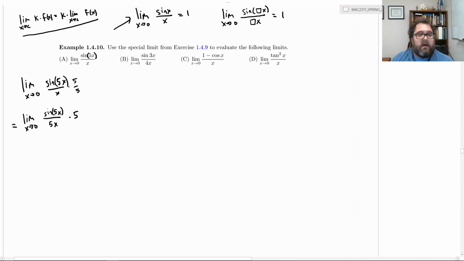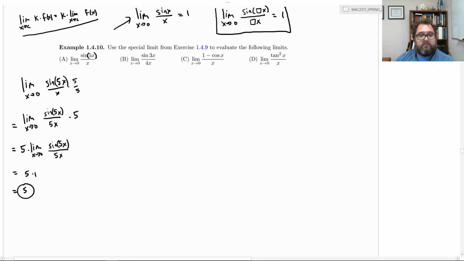But what can I do? The constant multiple rule says I can factor out a constant. I can pull that 5 out front and multiply. And now I have the limit as x approaches 0 of sine 5x over 5x. And now I can use this generalized limit, which says that this limit has to be equal to 1, so it equals 5 times 1, equals 5. Okay, but you've got to be careful.